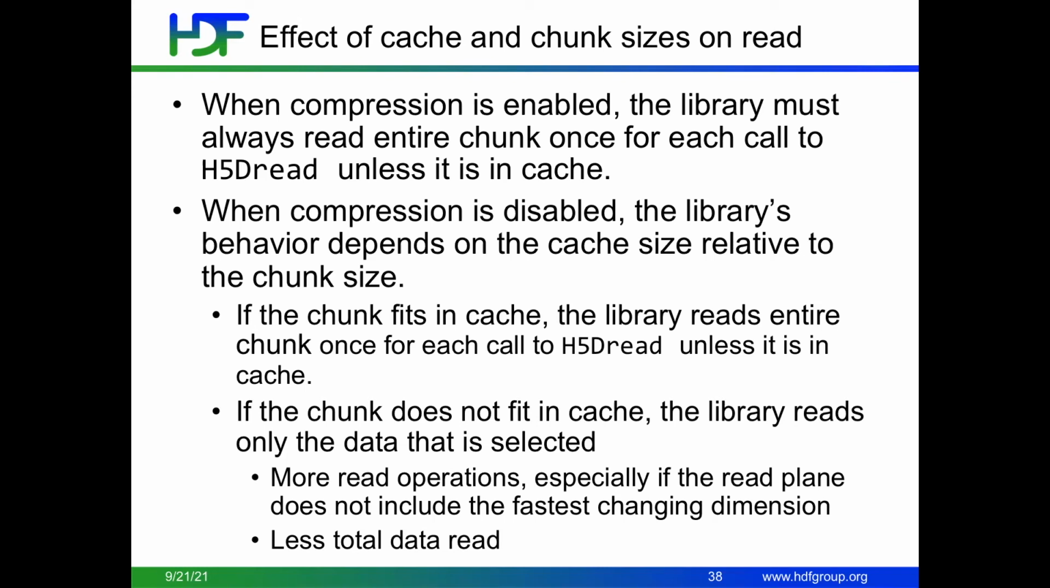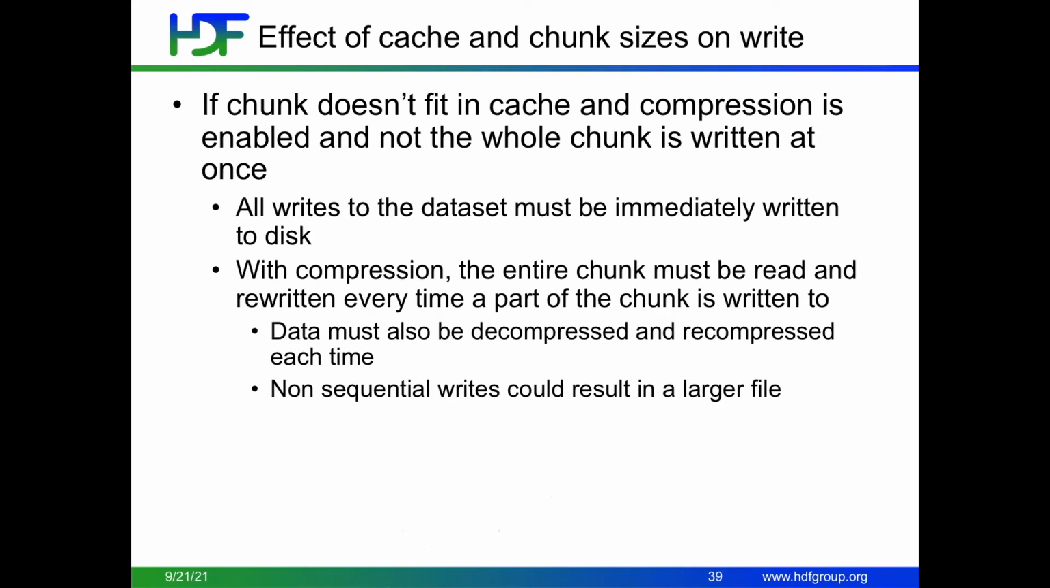But if the chunk doesn't fit in cache, then the library bypasses the cache and tries to optimize by reading contiguous blocks from the file, because in the file, data in one chunk is stored contiguously. It will result in more read operations, but still, when the chunk is not compressed, performance is much better when it doesn't fit in the cache. On the right, it's very similar, kind of opposite.